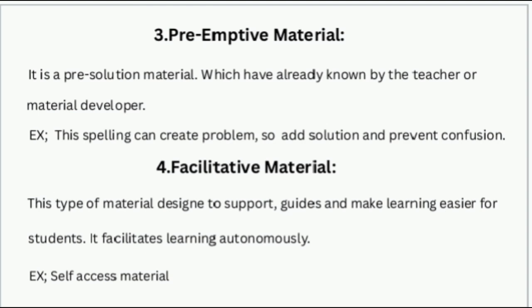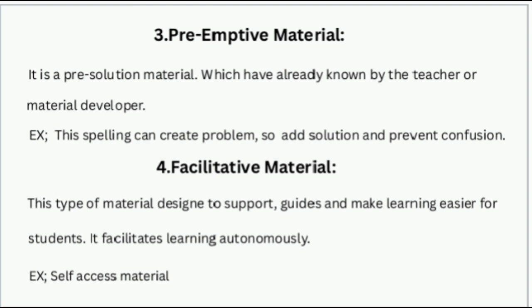So then we have the fourth type, that is facilitative material. Now, what is facilitate? Facilitate means enhance something. This type of material is designed to support, guide and make learning easier for students. It facilitates learning autonomously. Now what is autonomous? Autonomous means students are independent and they can control their learning as well. So a facilitative material is a material which motivates the learner to do something by their own self, autonomously.